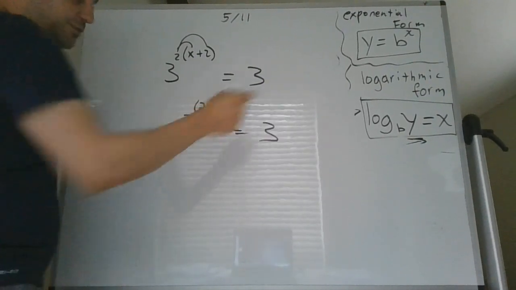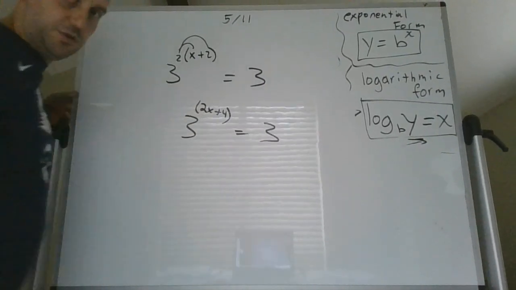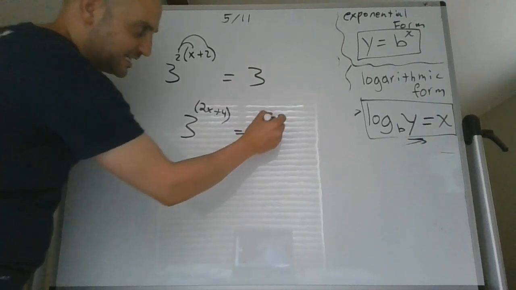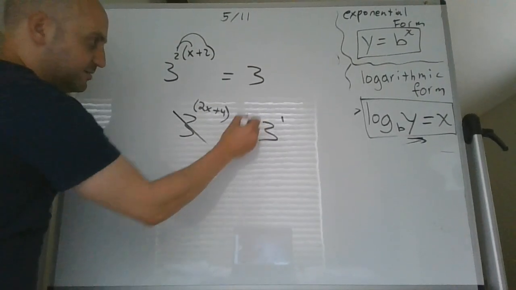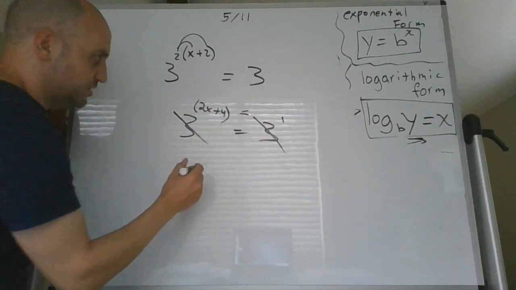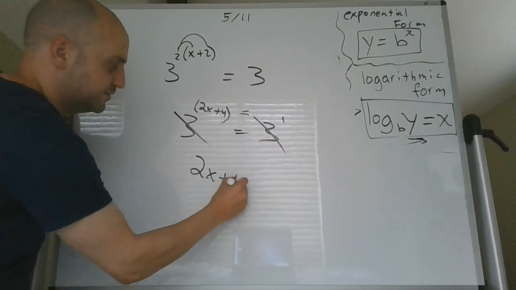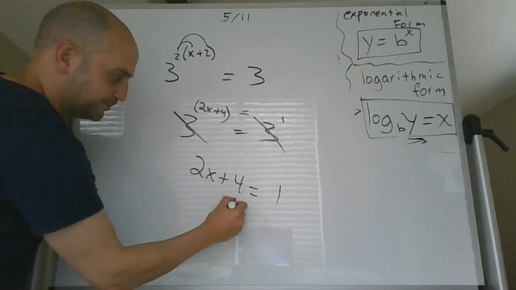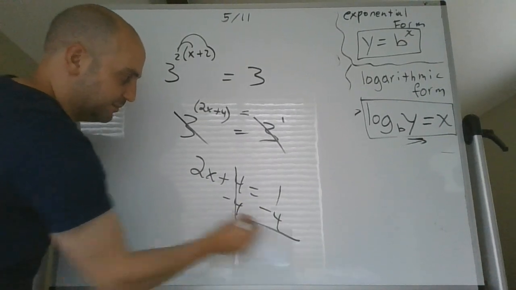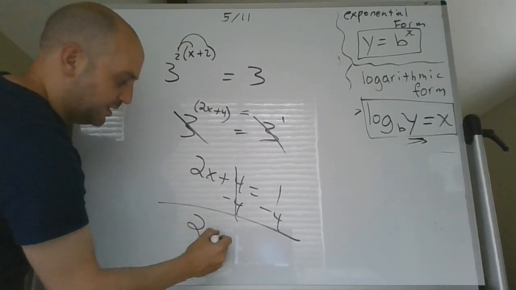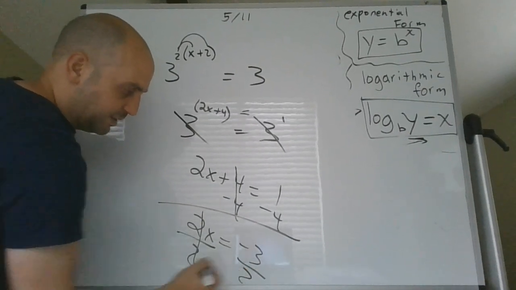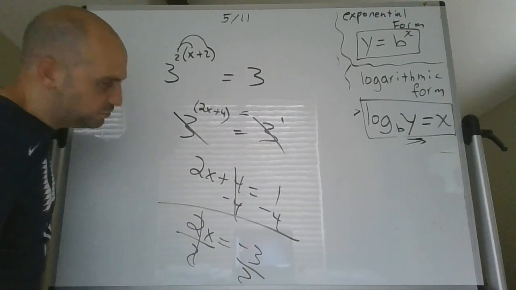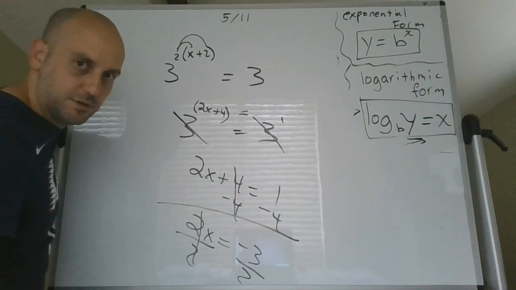And I have all equals 3. You may be saying, well, this doesn't have an exponent. Yes, it does. The whole exponent is 1. So now we cancel those out and set the exponents equal to each other. 2x plus 4 equals 1. We just solve it from here on out. Minus 4 is going to be a fraction, that's okay. 2x equals negative 3, divided by 2. X equals negative 3 over 2. Done. We're done with our problem, okay?